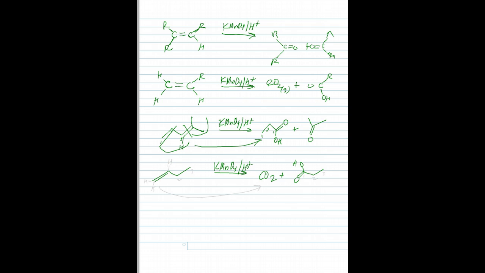Down below, notice this carbon right here has 2 hydrogens on it, so there's no substitution, so that becomes the CO2, and this other piece, 3 carbons long, becomes a 3-carbon carboxylic acid because it's monosubstituted, because there is a hydrogen right there.